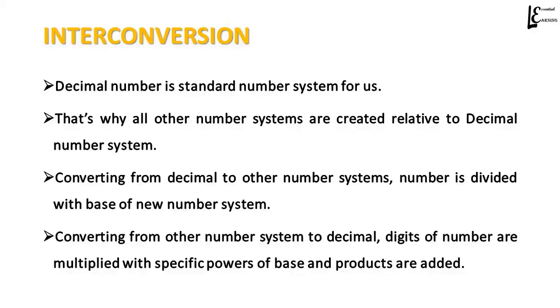Learning to convert from one number system to another is necessary to understand the processing of information in a computer. The decimal number system is the standard number system for us. That's why all other number systems are created relative to the decimal number system. Converting from decimal to another number system, the number is divided by the base of the new number system. Converting from another number system to decimal, the digits of the number are multiplied with specific powers of the base and the products are added.